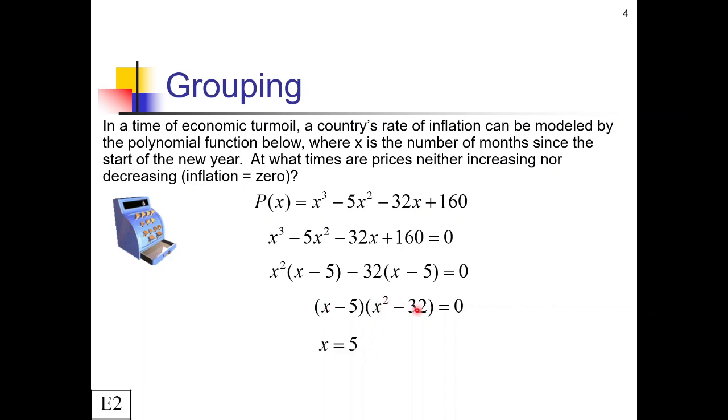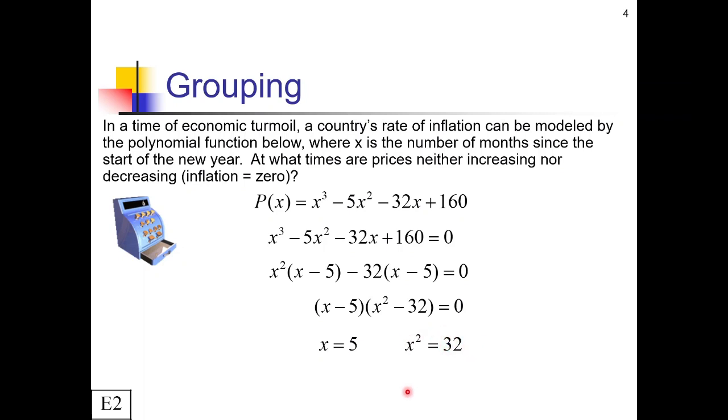And for this other one, if I add the 32 over to the other side, I can use x squared equals 32, and then I can square root both sides. 32 is not a perfect square, but it does have perfect square factors, so I'm going to be able to break this up a little bit more. Specifically, if I split 32 up into 16 and 2, that'll help me out.